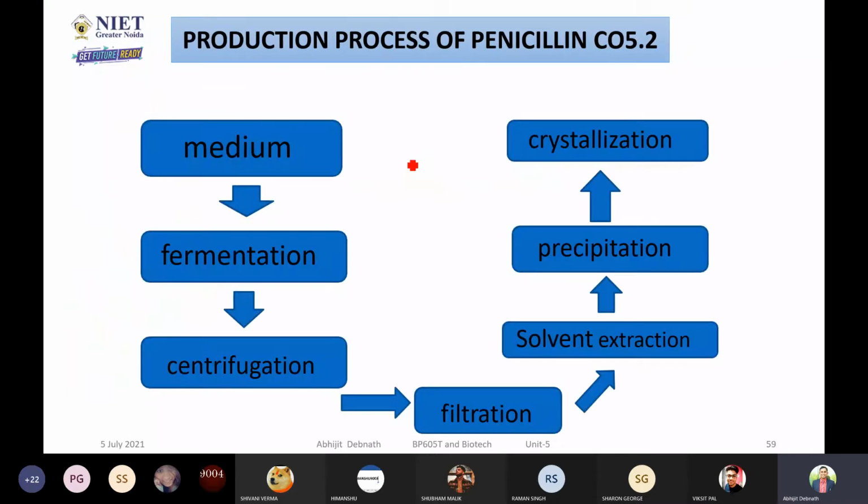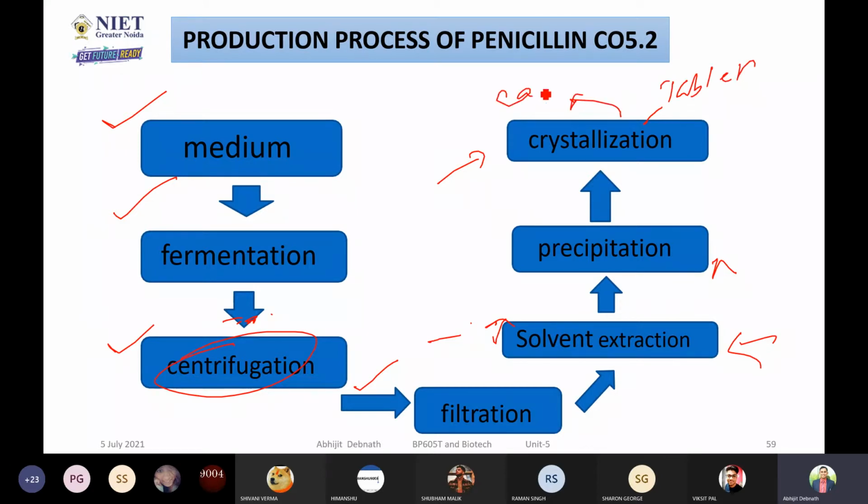Okay, so here is the entire flow chart. You have to prepare the medium, then fermentation will happen. After fermentation, you will be collecting the product. Then you have to centrifuge it and then do filtration, then solvent extraction will be there. After filtration, from whatever remains you will be extracting the solvent, and then you will precipitate, and after that you will get some crystal product, some powder product, and that powder you can convert into tablet or also into capsule.